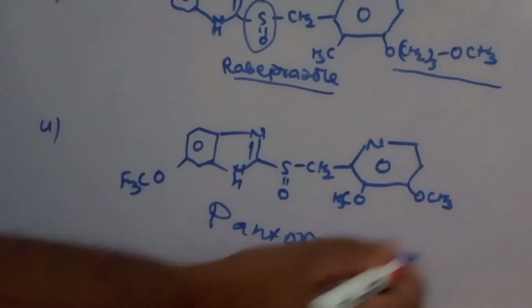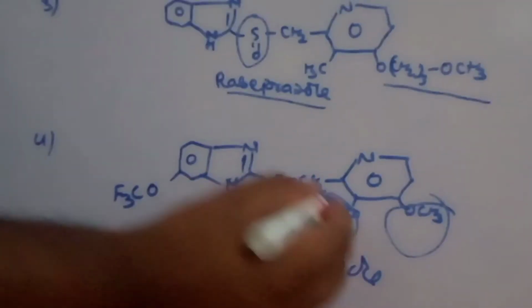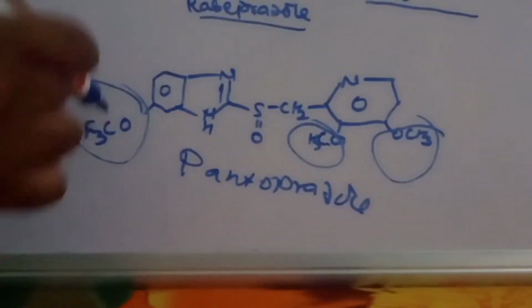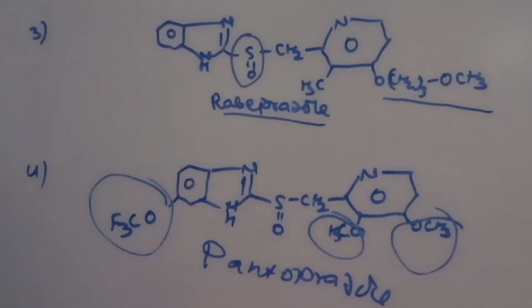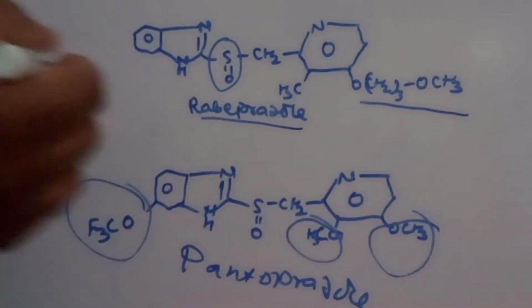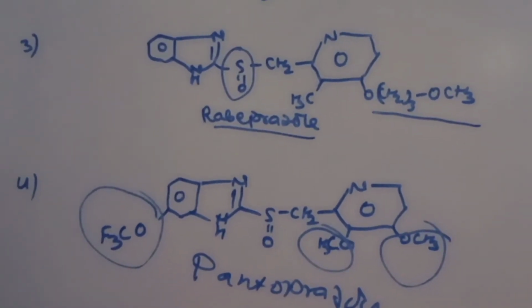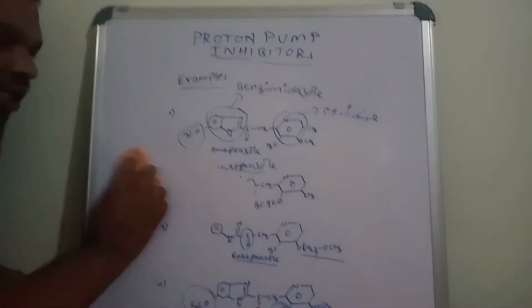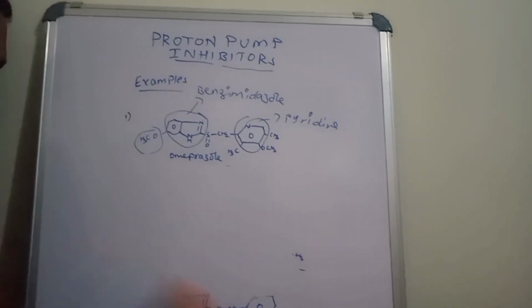Pantoprazole also contains methoxy groups at this position, and trifluoromethane or methoxy group are present in this particular position. So this is majorly about the examples of proton pump inhibitors. Now let us look into the mechanism of action.